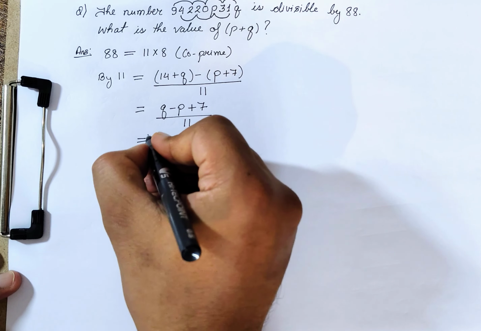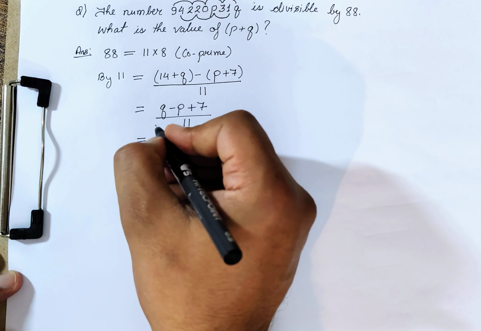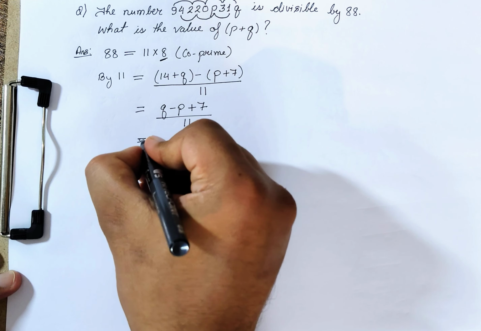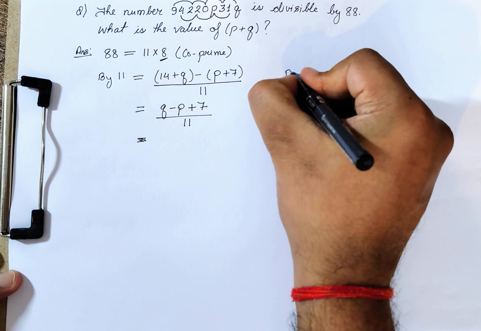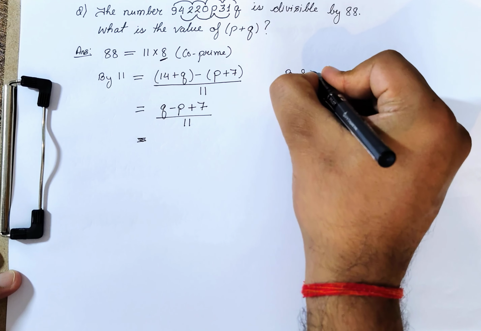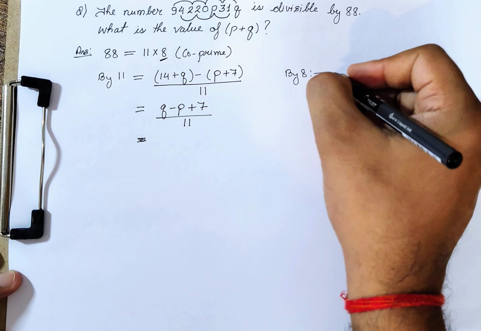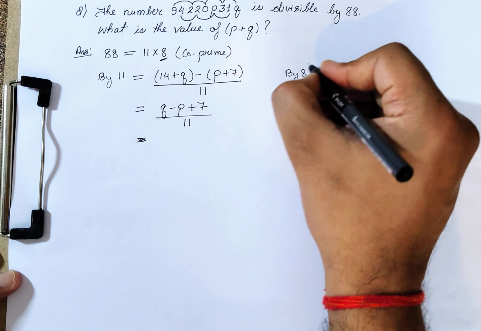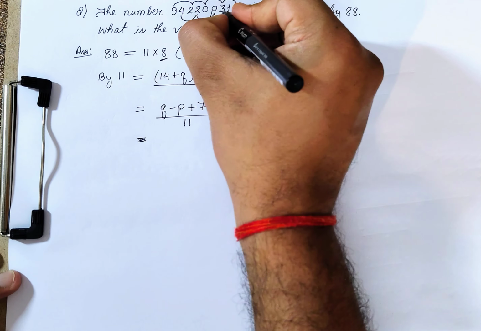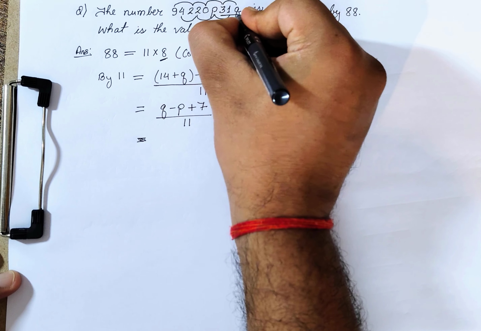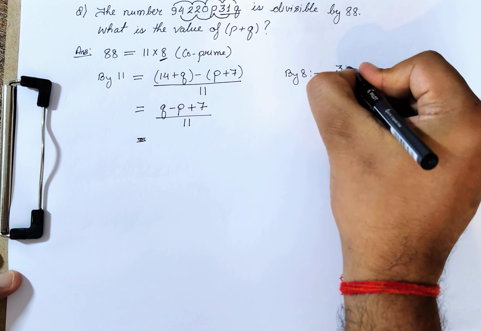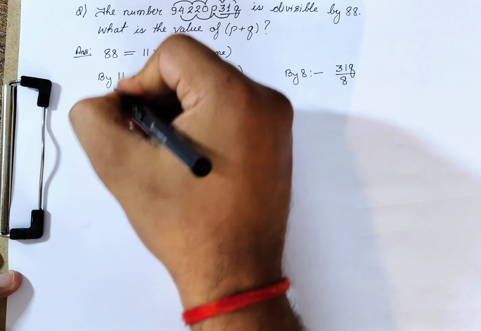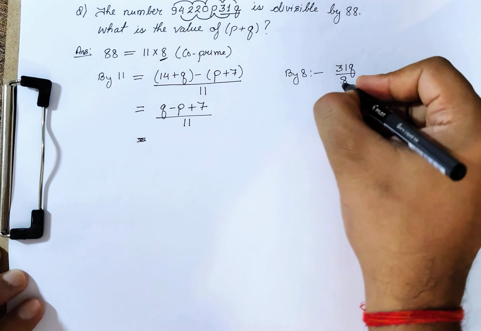So we will keep it aside for now and we will see the divisibility rule of 8. Okay, so let's write by 8. We know that if the last 3 digits are divisible by 8, the complete number is divisible by 8. So the last 3 digits are 31Q. So let's take 31Q. If this is divisible by 8, the complete number is divisible by 8.